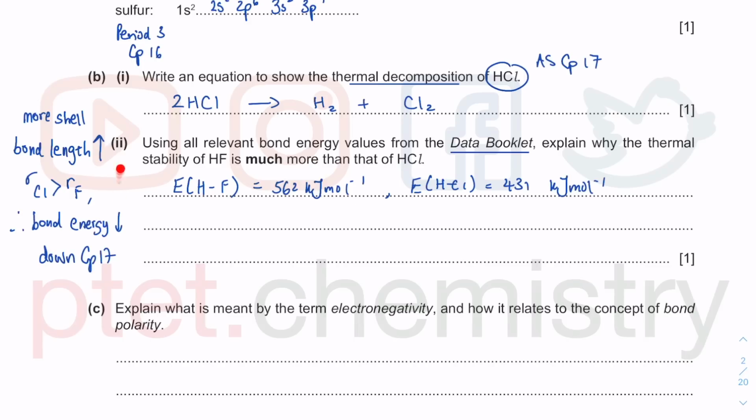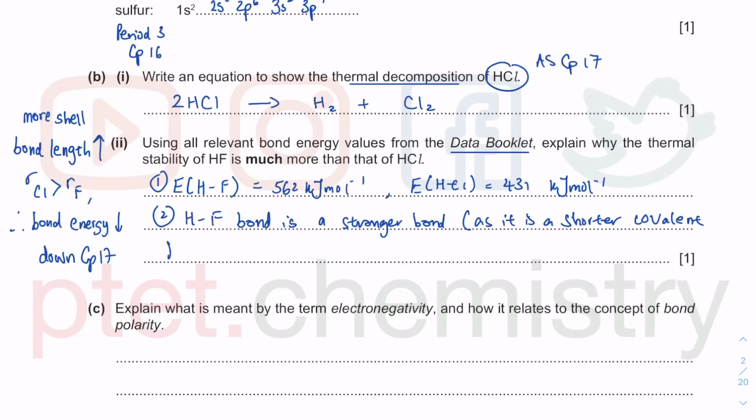This is probably what you would use in AS chemistry these days, as well as A2 paper 4. So using these bond energy values, why is it more stable? We can see that the HF bond is a stronger bond, and you can relate that, as I mentioned, as it is a shorter covalent bond compared to HCl. So HF bond needs more energy to break. If you need more energy to break, you can imagine that HF will be more thermally stable.